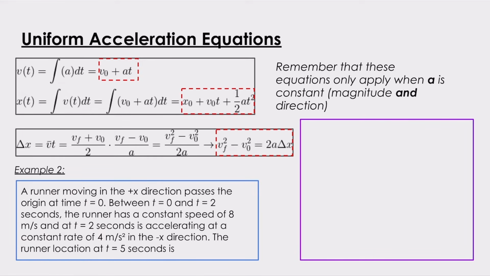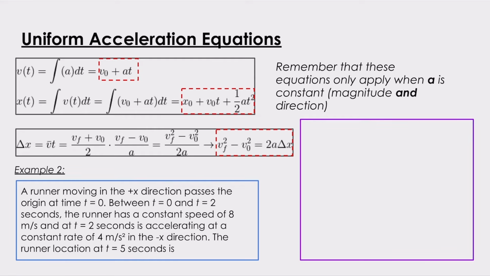And it's really important that you understand, especially in AP Physics C, because there will be situations where the acceleration is variable and time dependent. These equations only apply when a is constant, which includes both magnitude and direction. Okay, so let's look at example number 2.